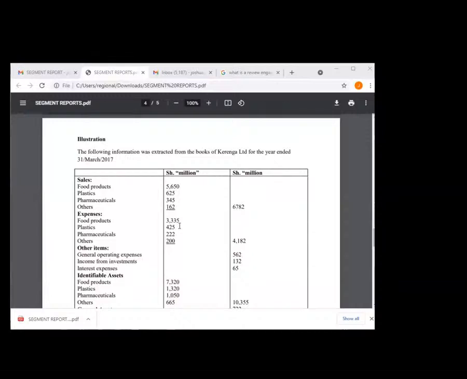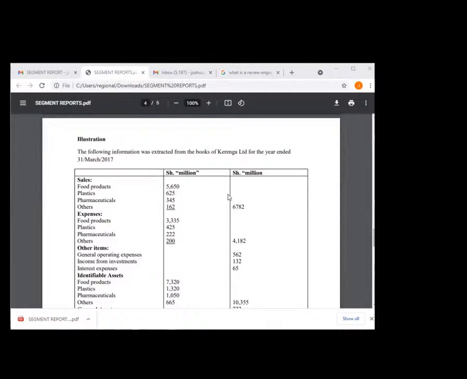So we have 625. I hope you are able to follow. You take revenue of plastics minus the plastic expenses. So 625 minus 425, that gives us, ladies and gentlemen, a cool 200.